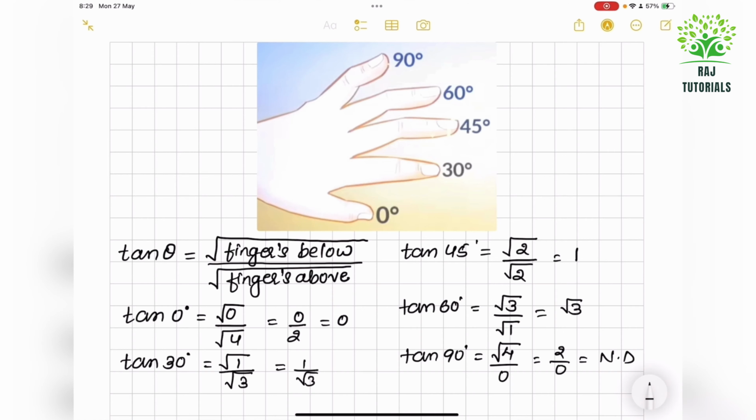If I reverse sine, I will get cosec. If I reverse cos, I will get sec. And if I reverse tan, I will get cot. So this is an easy way to remember the whole table.